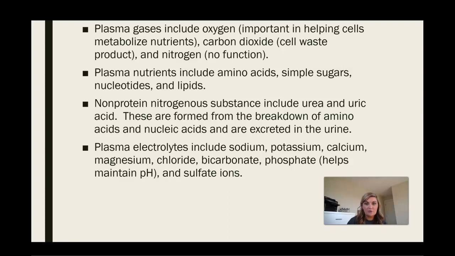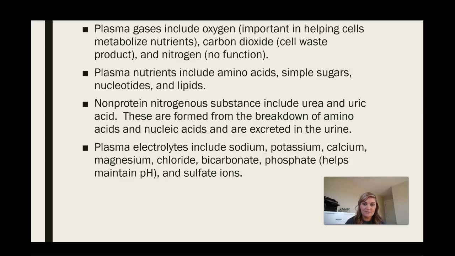Plasma nutrients are going to include things such as amino acids, simple sugars, nucleotides, and lipids. With these nutrients, the amino acids, of course, are going to come from things such as food, proteins that you eat, so it could be different types of meats or beans. The simple sugars are going to be the carbohydrates that you're taking in. The nucleotides are simply going to be from the nuclei that are going to be found in the cells of these foods that you're taking in. And then, of course, the lipids will be the fats that you have in these foods.